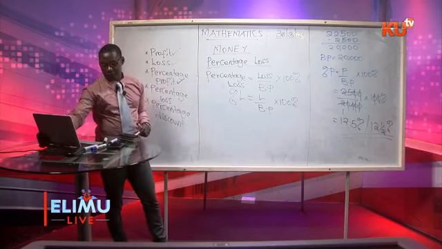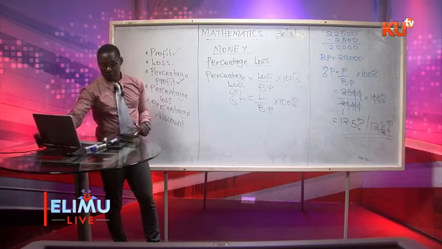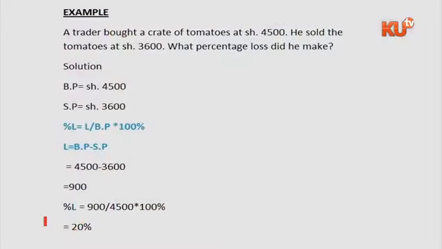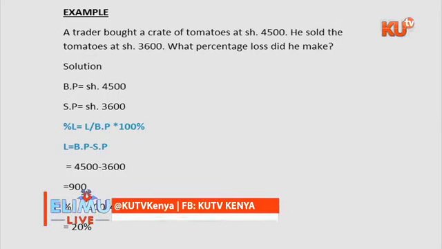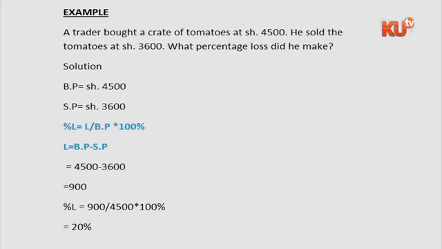Let's look at an example to work it out. A trader bought a crate of tomatoes at 4,500 shillings. He later sold the tomatoes at 3,600 shillings. What percentage loss did he make? I repeat the question. A trader bought a crate of tomatoes at 4,500 shillings. He later sold the tomatoes at 3,600 shillings. What percentage loss did he make?